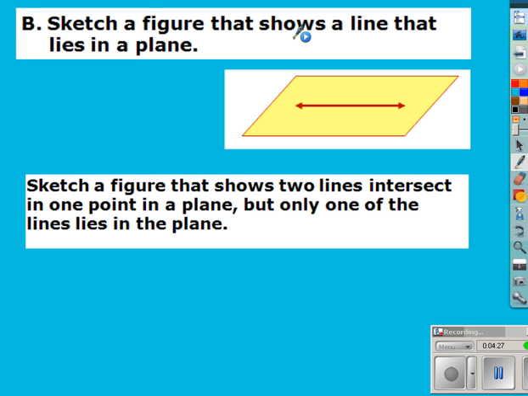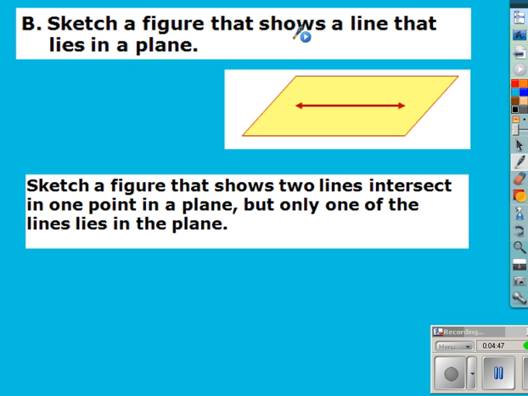Second one here, sketch a figure that shows 2 lines intersect in 1 point, but only one of the lines lies in the plane. So it's kind of a confusing way to look at it, but read it again, see if you can draw a picture of this. All right, let's see how you did.